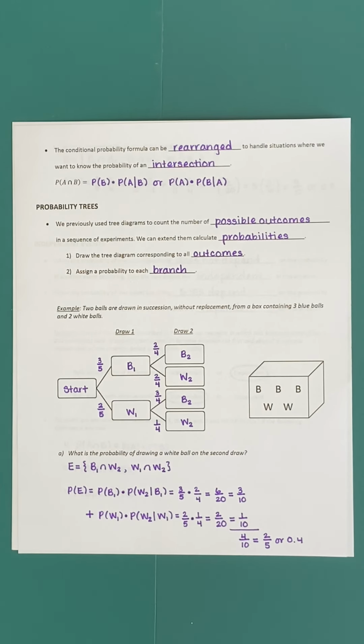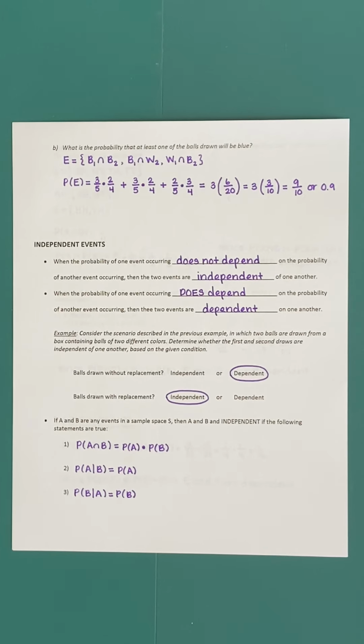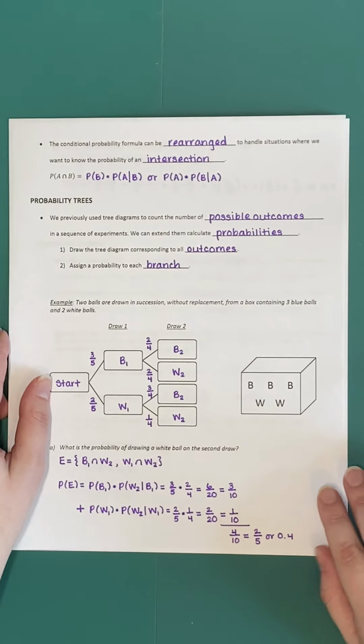So first, let's look at the questions, and then we'll go back and talk about the diagram. Our first question is, what is the probability of drawing a white ball on the second draw? So we have to think about all the different ways that could look. How could it look when we draw a white ball on the second draw? And our next question is, what is the probability that at least one of the balls drawn will be blue?